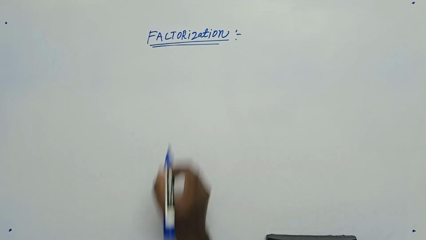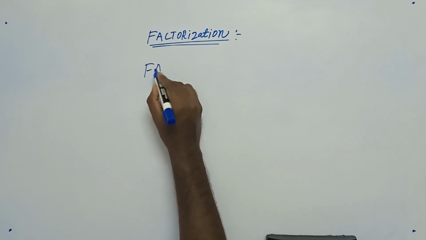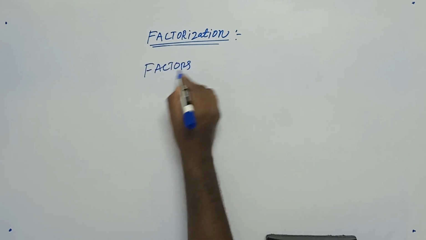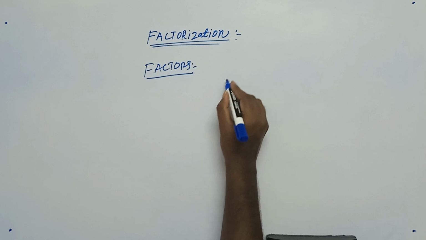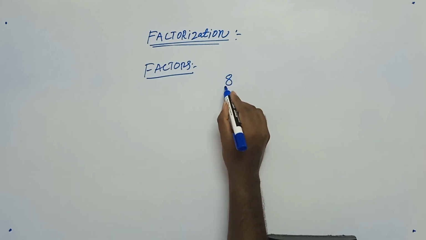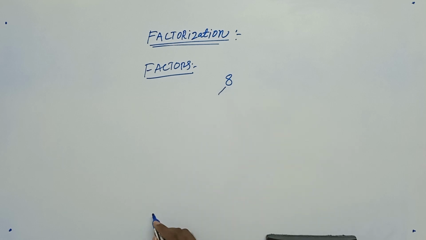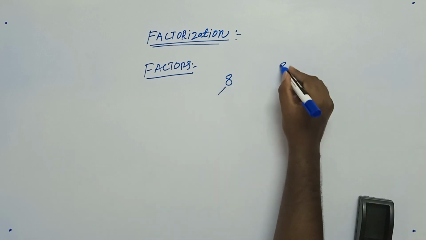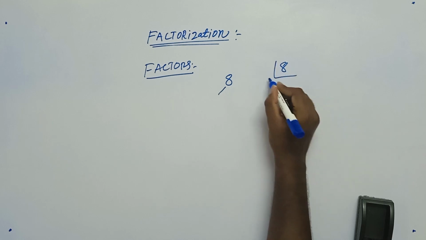What we are going to do in factorization is find the product of factors of a given expression. In the previous class we studied factors, right? For example, let's take the number 8. Here I'm going to take the factors of 8. How can you take the factors of 8? Let's do a prime factorization.